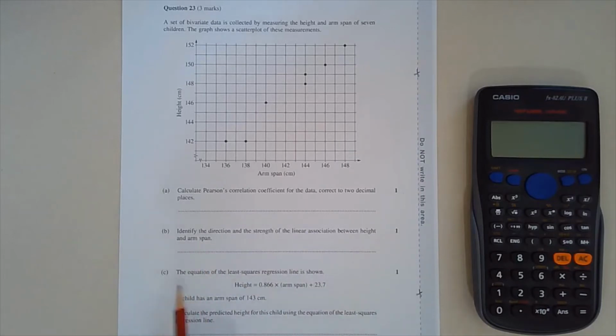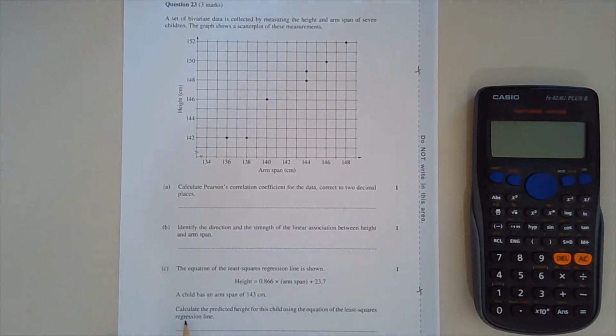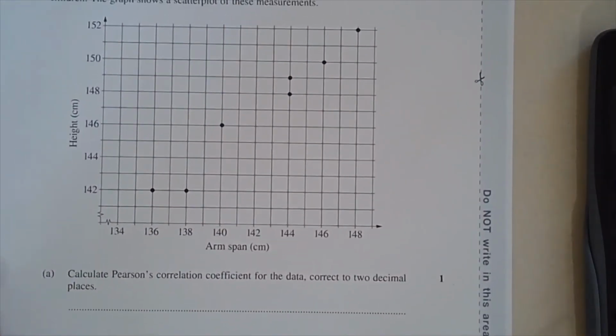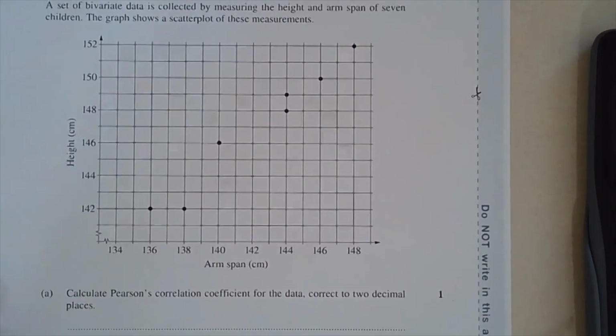In Part C, the equation of the least squares regression line is shown. A child has an arm span of 143 centimeters. Calculate the predicted height for this child using the equation of the least squares regression line. So let's have a look at part A, which is to calculate Pearson's correlation coefficient for the data.